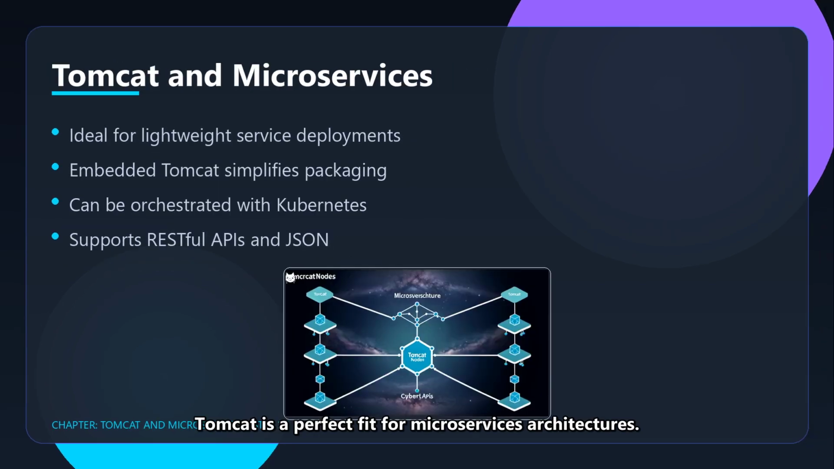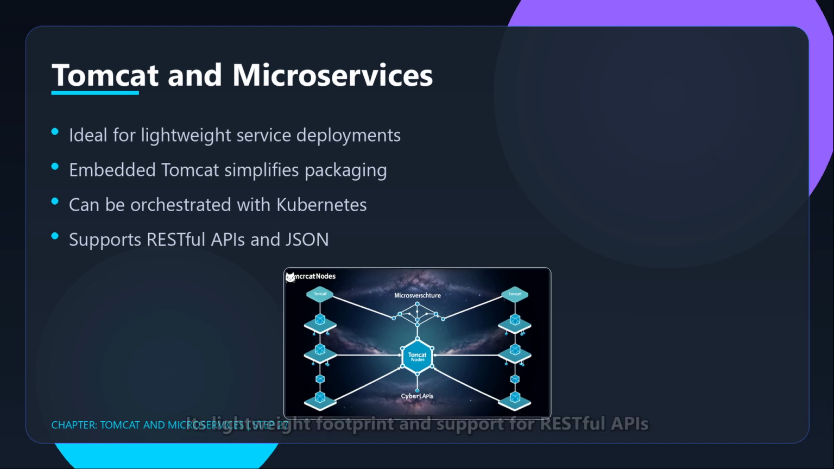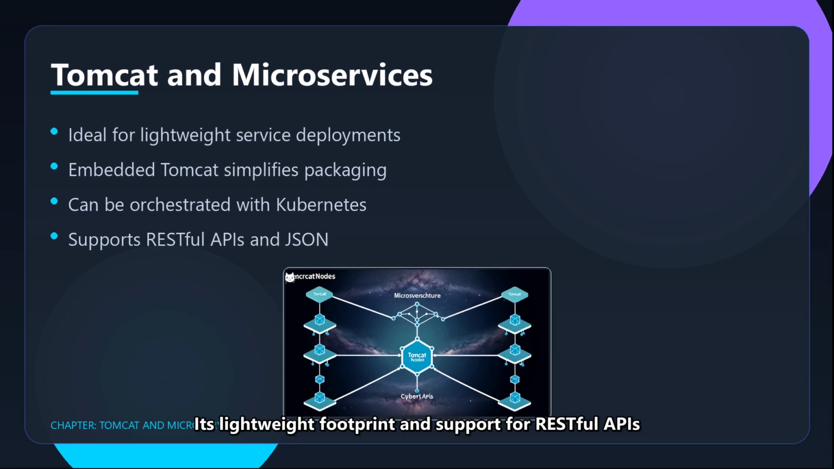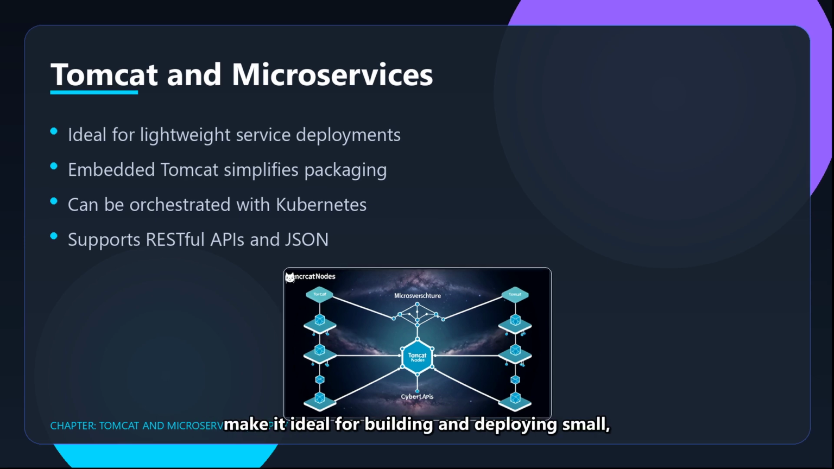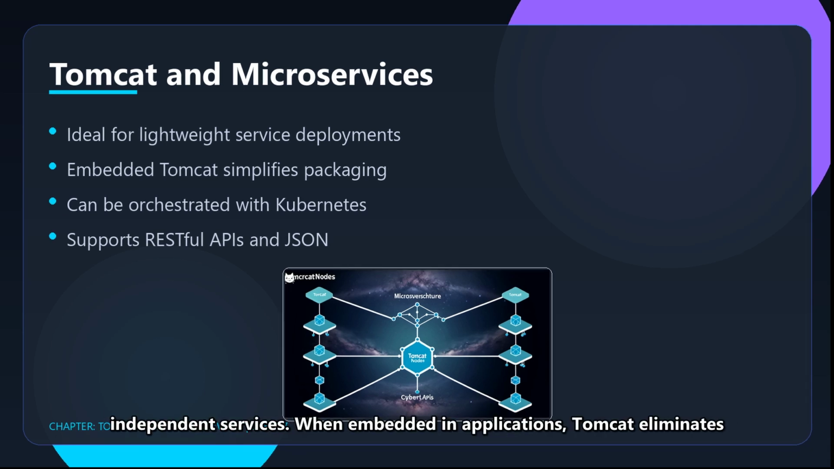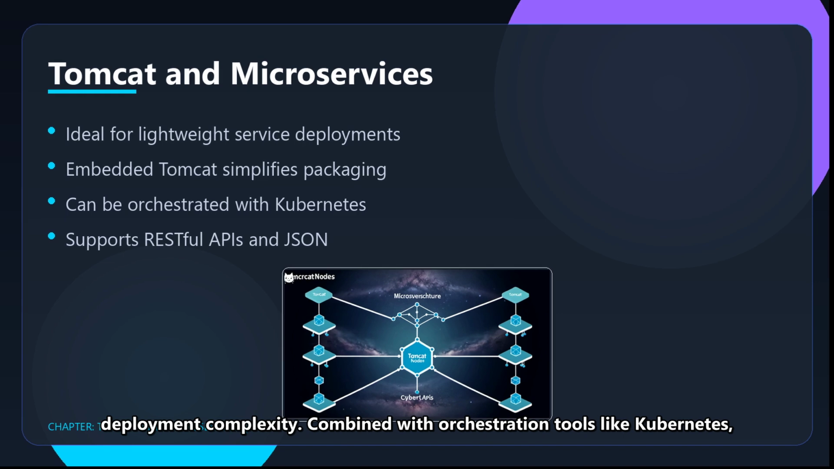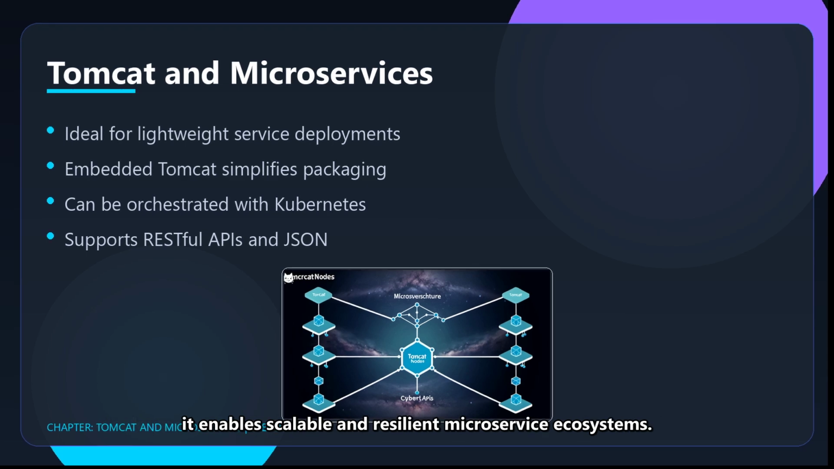Tomcat is a perfect fit for microservices architectures. Its lightweight footprint and support for RESTful APIs make it ideal for building and deploying small, independent services. When embedded in applications, Tomcat eliminates deployment complexity. Combined with orchestration tools like Kubernetes, it enables scalable and resilient microservice ecosystems.